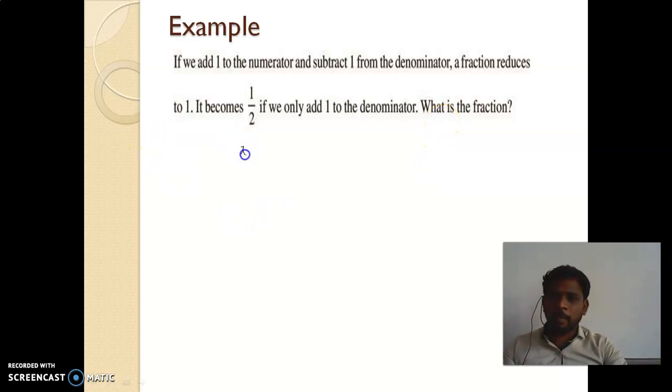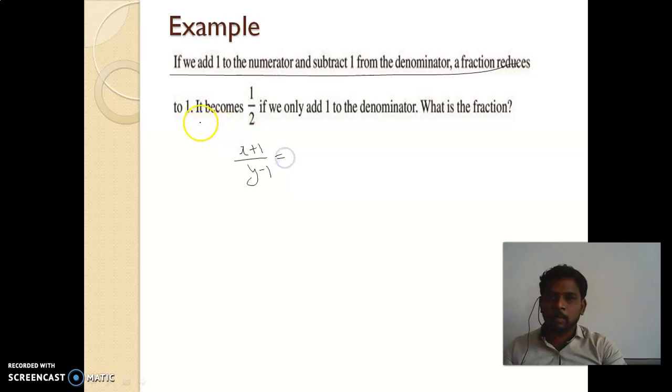So the fraction is in the form of x divided by y. And here, if we add 1 to the numerator, this is the first information. If we add 1 to the numerator, so plus 1, and subtract 1 from the denominator, so minus 1, the fraction reduces to 1, given here as 1.